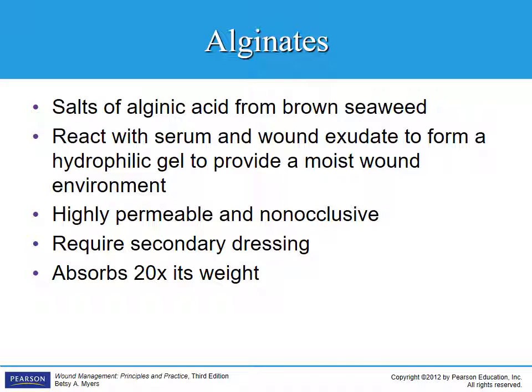Alginates. So alginates are the salts of alginic acid from brown seaweed. I told you it's derived from seaweed. It reacts with the serum and wound exudate to form a hydrophilic gel to provide a moist wound environment. Hydrophilic means it loves water. It loves fluid. It's highly absorbent and non-occlusive. It does require a secondary dressing, but this is the best part of it. It can absorb 20 times its weight. So 20 times its weight. If you have a heavily draining wound, alginate will do a beautiful job of taking all that exudate and keeping the peri-wound area from being macerated.